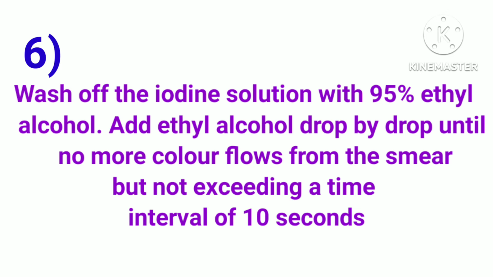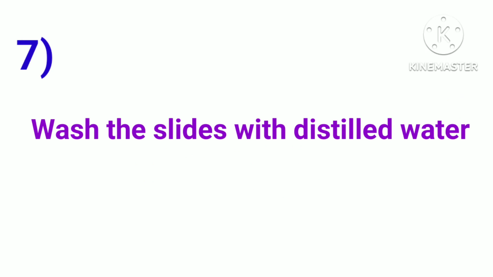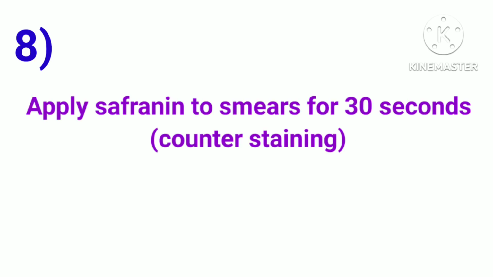In the sixth step, wash off the iodine solution with 95% ethyl alcohol. Add ethyl alcohol drop by drop until no more color flows from the smear, but not exceeding a time interval of 10 seconds. In the seventh step, again wash the slides with distilled water. In the eighth step, counter stain the smear by applying safranin to smears for 30 seconds.